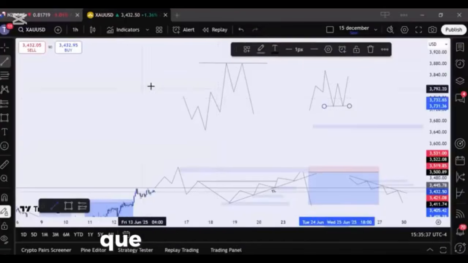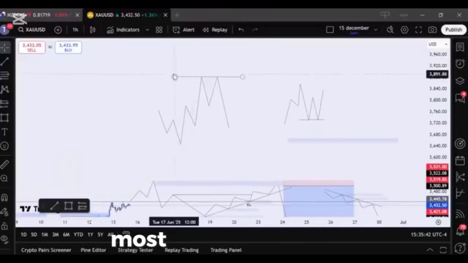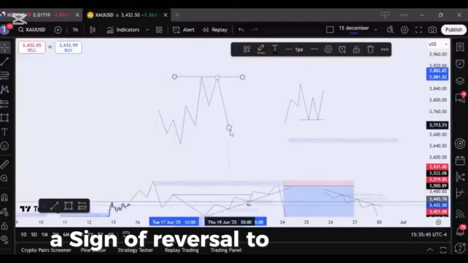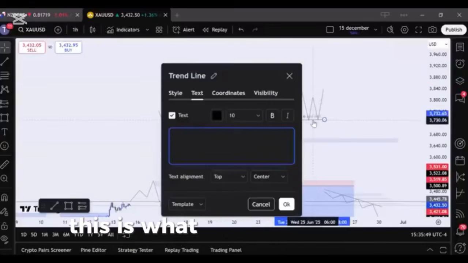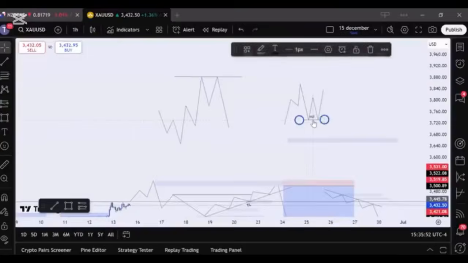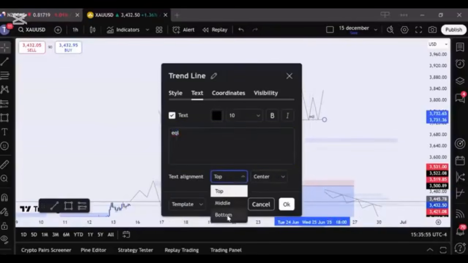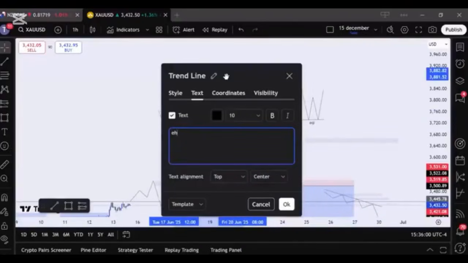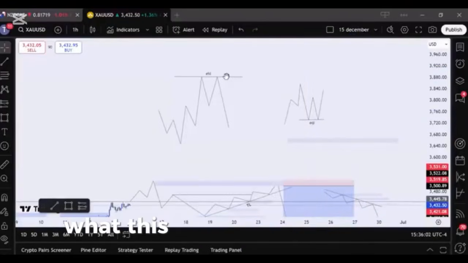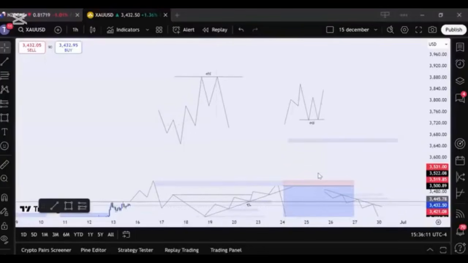What this means is that there's liquidity being accumulated on this upside here. Most people say this is a sign of reversal to the downside. Most people use this as a sign of reversal to the upside. But once this happens, this is what you call equal lows liquidity. And this is what you call equal highs liquidity. What this means is that there's liquidity on the upside here and there's liquidity on the downside here. You guys following me?